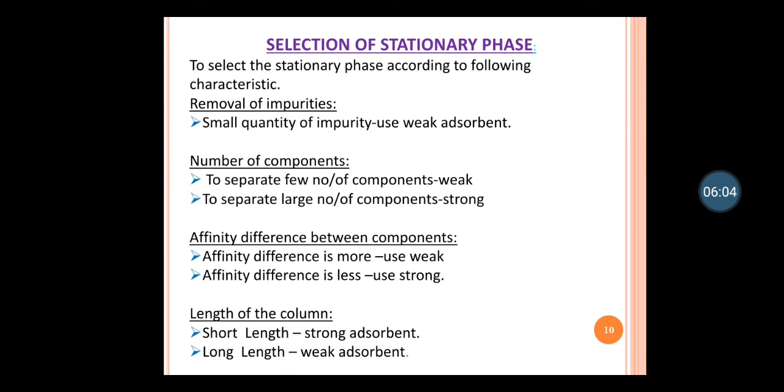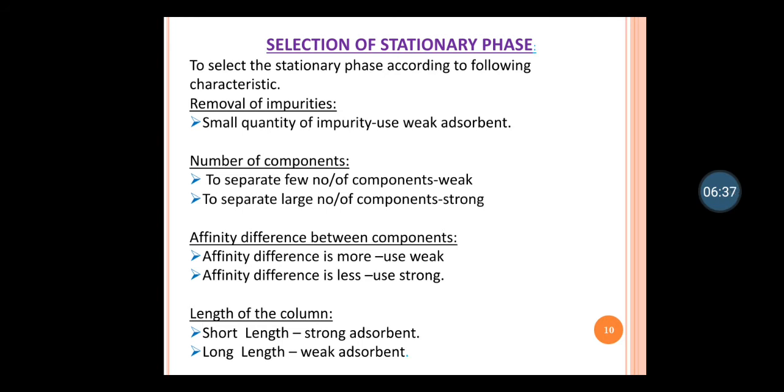The next step is selection of the stationary phase. To select the stationary phase, consider the following characteristics. First one is removal of impurities. If your substance has a small quantity of impurity, use a weak adsorbent. If your number of components is more, you will use a strong adsorbent. If your number of components is less, select a weak adsorbent.